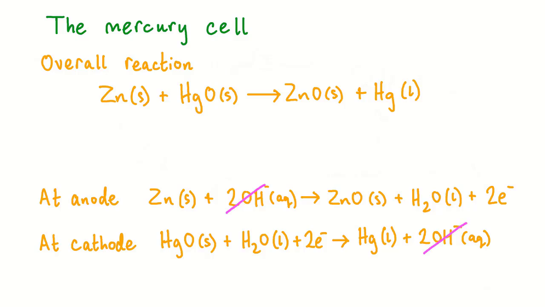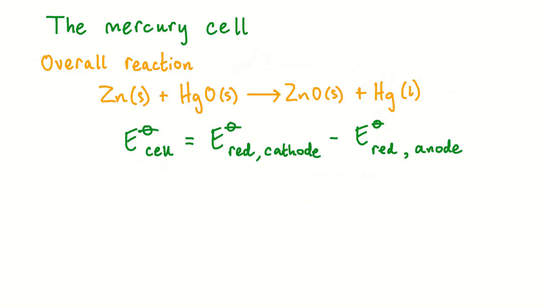When we added the two half equations together, the 2 moles of hydroxide ions on each side of each half equation cancelled each other out. This also happened for the 1 mole of liquid water molecules on each side. The electrons also cancelled out, as there were 2 moles of electrons involved in the oxidation process and 2 moles of electrons involved in the reduction process.